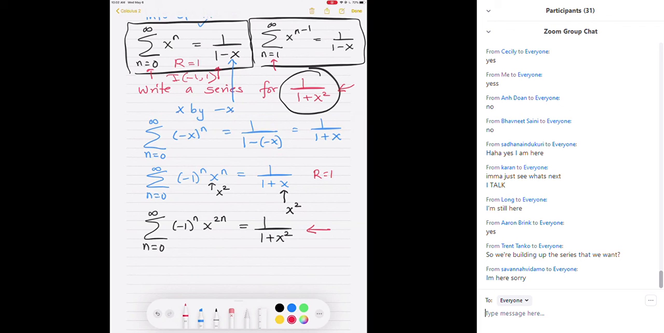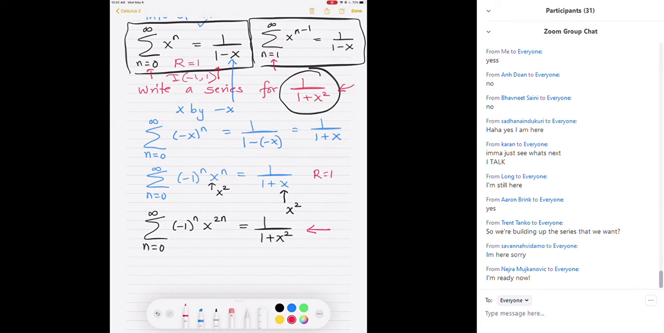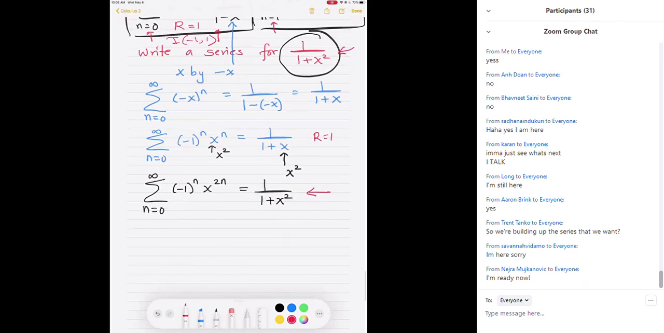We're building up the series that we want. Yes, in fact, Trent, I'm going to go for you. You decide a function, whatever comes to your mind, and you start building it up. Very good. Now tell me, people, when I integrate this, what do I get?